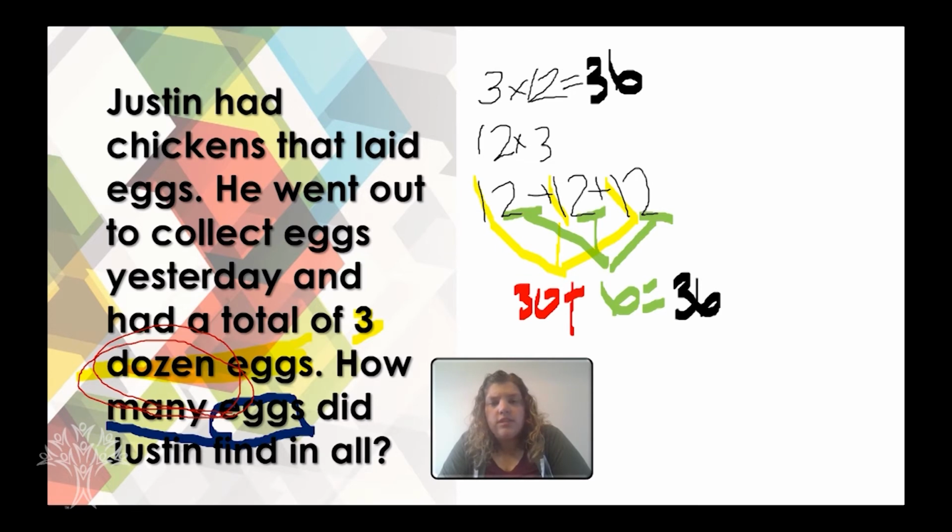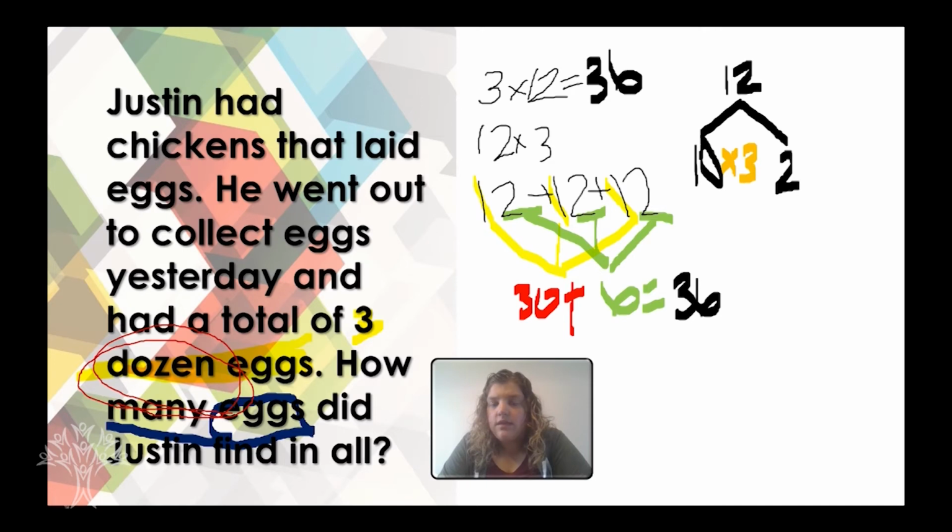Now I want to show you a way that's doing the same thinking, but in terms of multiplication, rather than looking at that repeated addition. Now I could break that 12 into a group of 10 and a group of 2, just like I just did. But this time, rather than adding them repeatedly, I'm going to multiply each one by 3. So I have 10 times 3, and I have 2 times 3.